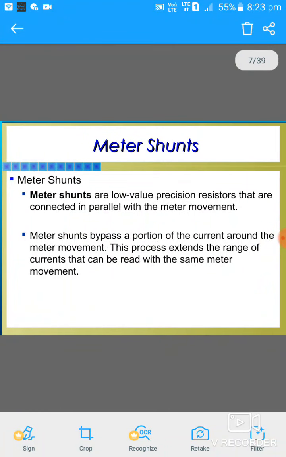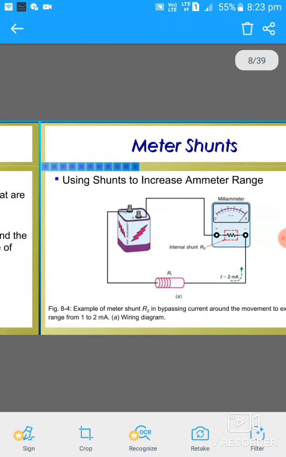So student, in the previous class we understood the working principle of the moving coil meter. In this class we discuss meter shunts. Meter shunts are low value precision resistors that are connected in parallel with the meter movement. Meter shunts bypass a portion of the current around the meter movement. This process extends the range of current that can be read with the same meter movement.